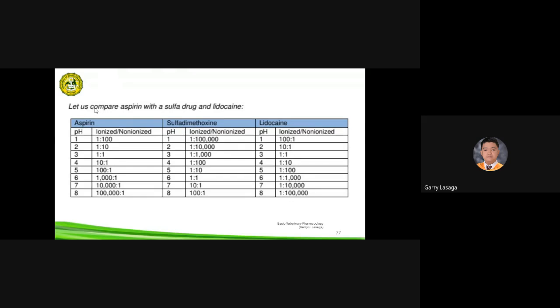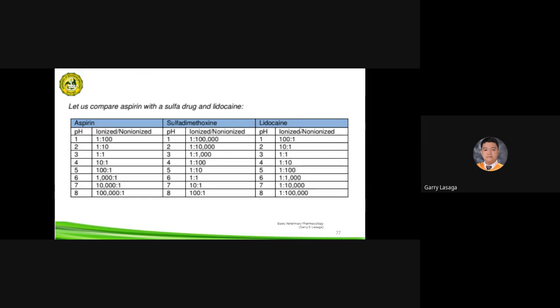Okay, we also have here a comparison of our aspirin, our sulfa drug, and our lidocaine. Aspirin here has a pKa of 3, meaning that at this pH, the concentration of the ionized and unionized forms is equal. Sulfadimethoxine is also an acidic drug. It has a pKa of 6. So at this pH, the proportion of the ionized to unionized form is equal to 1. When we decrease the pH, we increase the proportion of the non-ionized form. When we increase the pH, we increase the proportion of the ionized form.